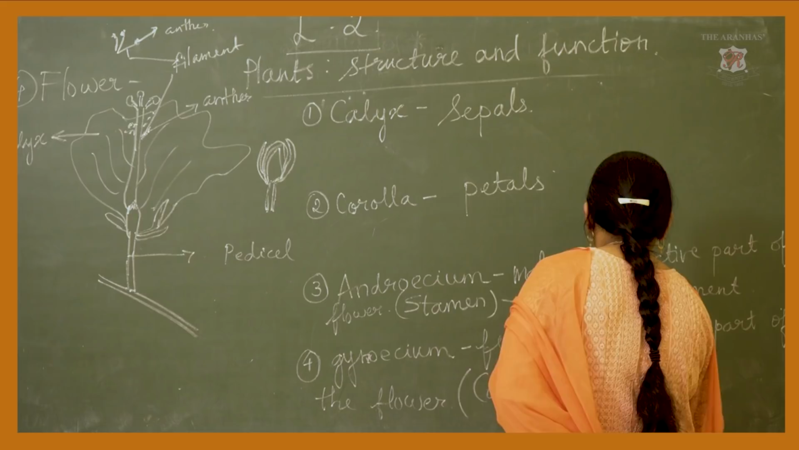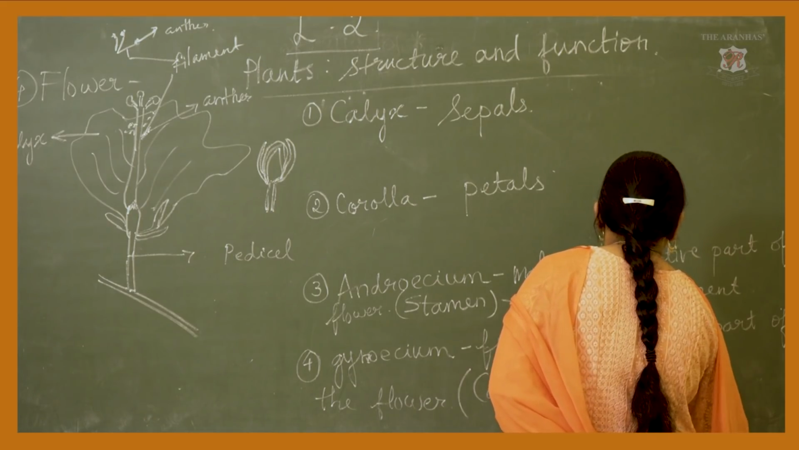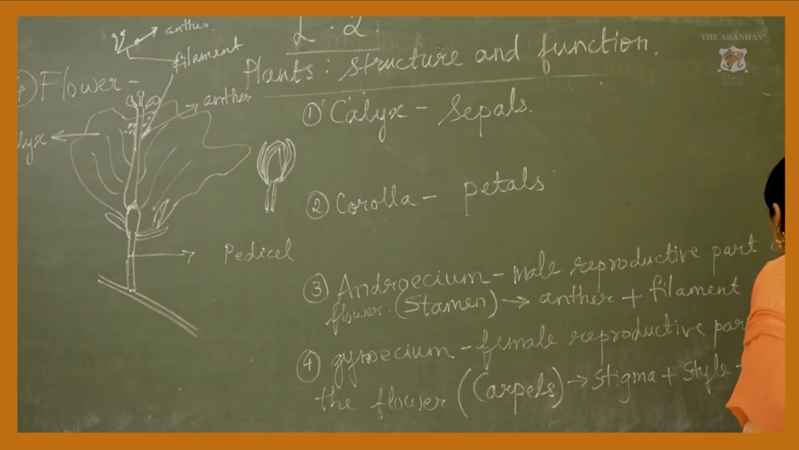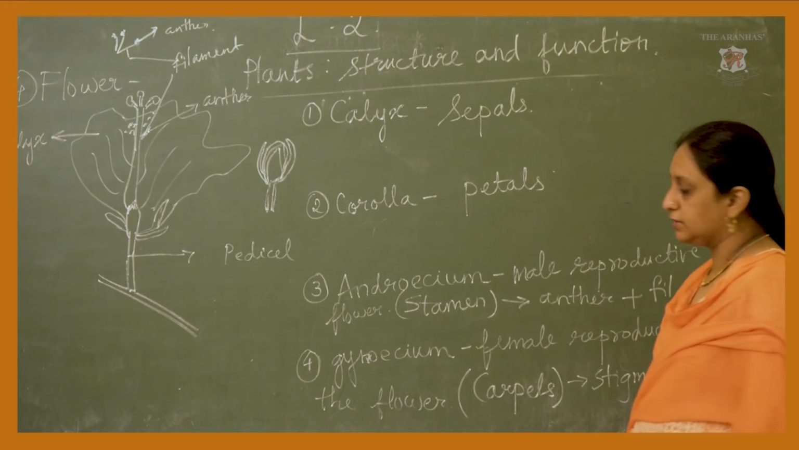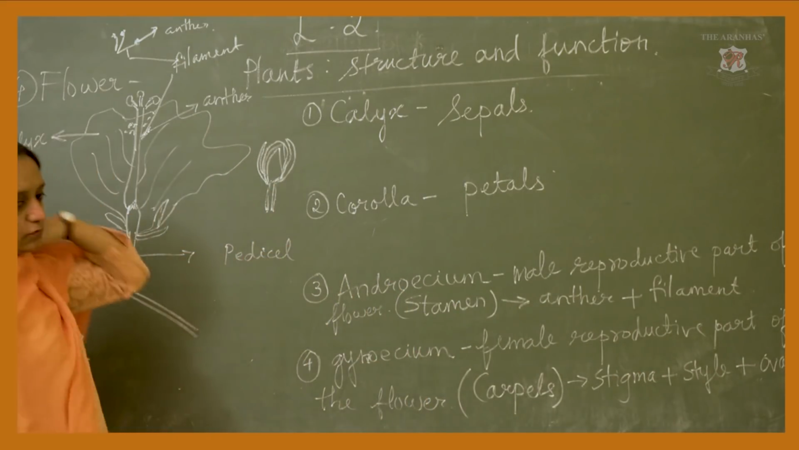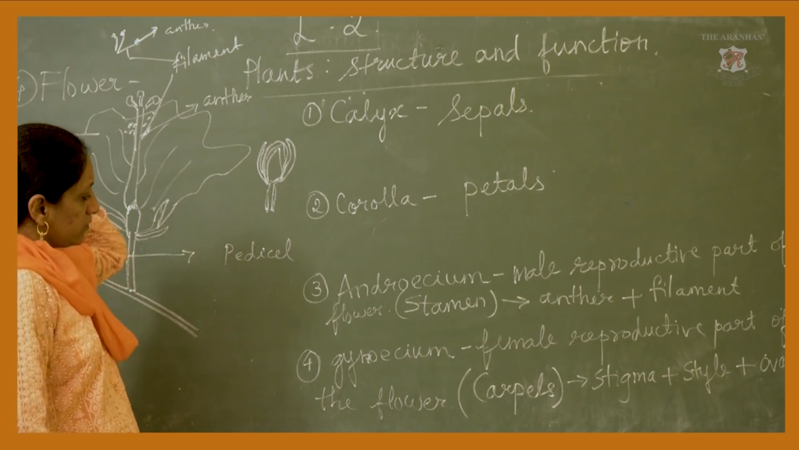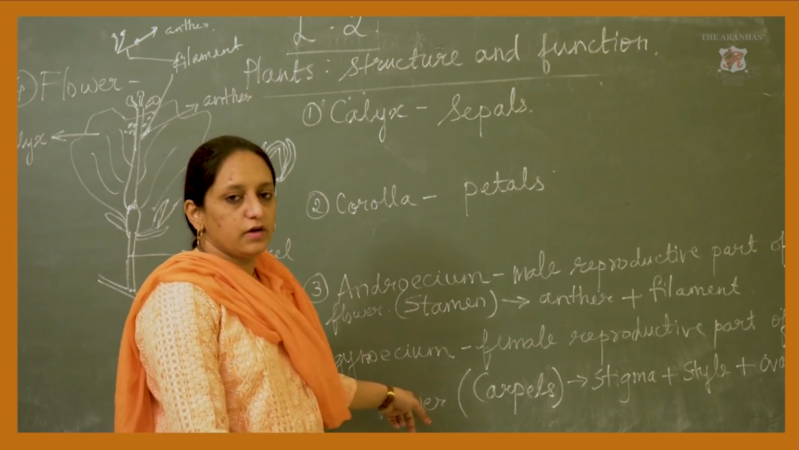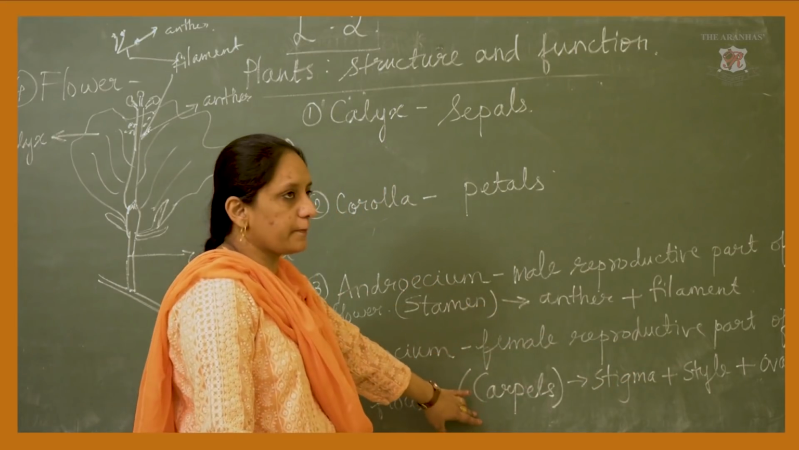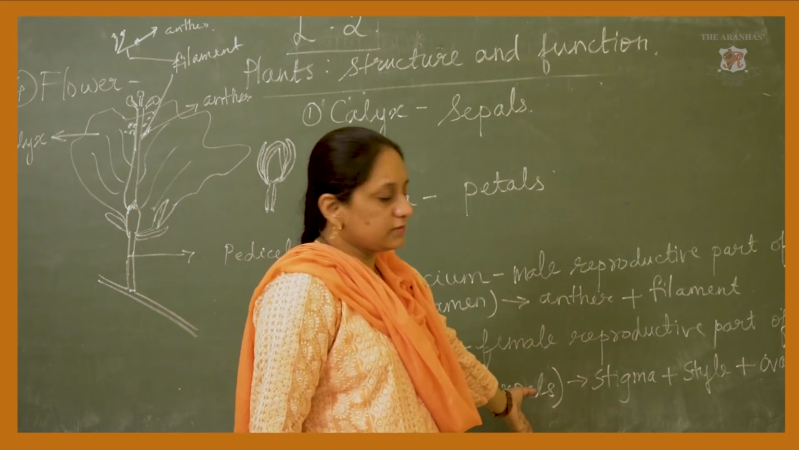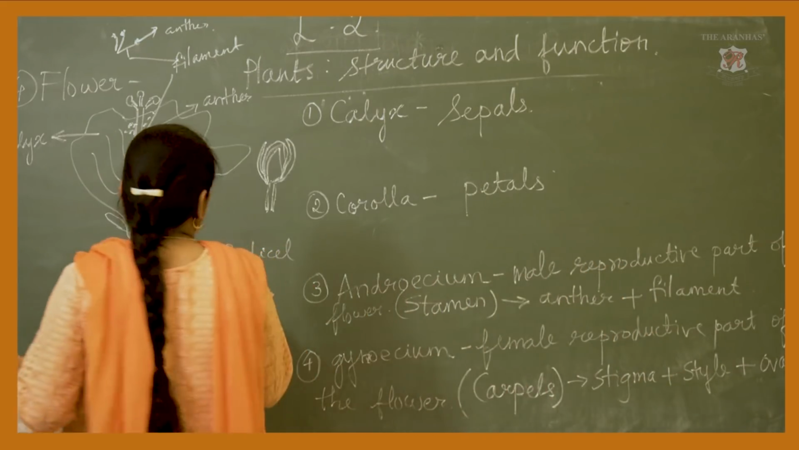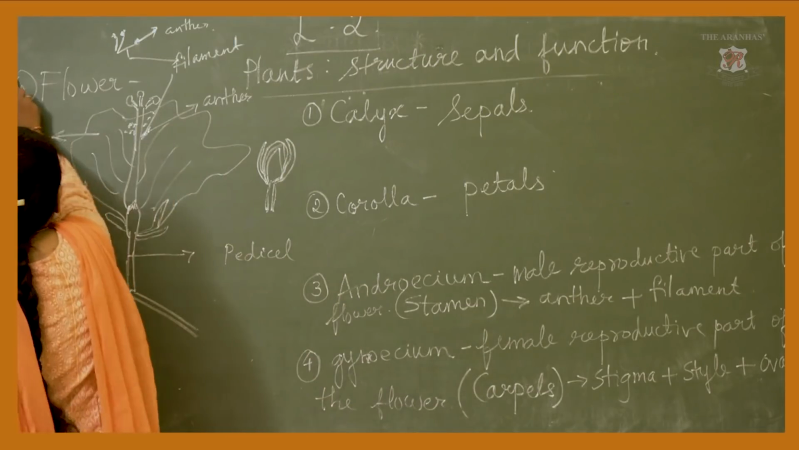What does carpel consist of? Stigma, style and ovary, three parts. Carpel consists of stigma, style and ovary. This is about the gynoecium we are studying, the last part of the flower. The last organ of the flower is the gynoecium. Gynoecium is the female reproductive part of the flower. It consists of carpels, and then the carpel consists of stigma, style and ovary. See, where is the stigma? Stigma is this.